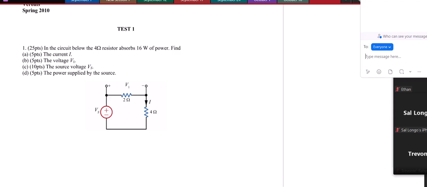Okay, so like I said, these problems are really pretty straightforward. There's only a few concepts that you need to know to be able to do them. So for this first one, we have the information that the 4 ohm resistor absorbs 16 watts of power. So the first thing that you should know is that power equals IV. So we have the power, we have the resistance. Part A says to find the current. A lot of times I don't necessarily look for what the problem is asking me to find. I just find everything and then fill in. But on a test, you have to be a little more careful with your time.